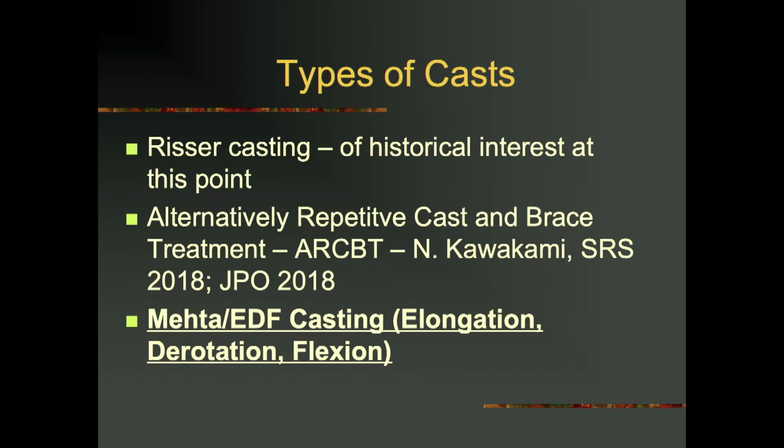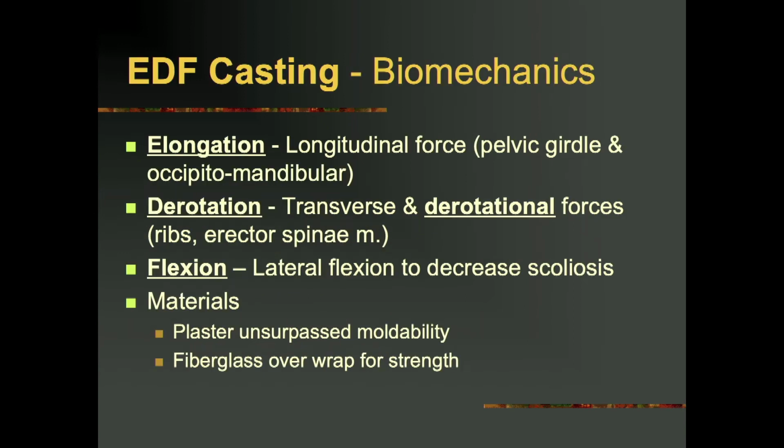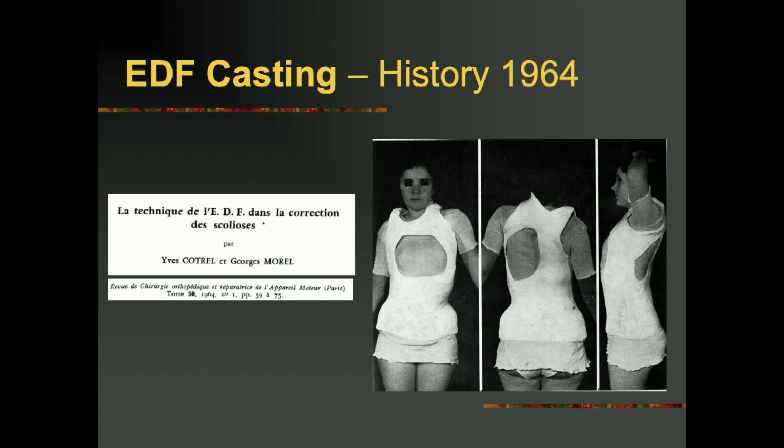elongation, derotation, flexion casting. So the elongation stands for elongation: longitudinal force applied through a pelvic girdle and head halter traction. You're going to transversely derotate them through the apex of their curvature and then laterally flex them to deal with the coronal plane deformity. Plaster cast for a good mold, overwrapped with fiberglass. The technique was developed by Drs. Cottrell and Morel in the 1960s and then subsequently adopted by Mehta and others.